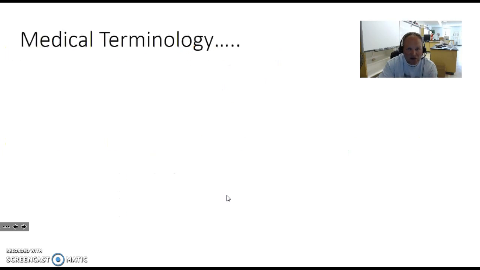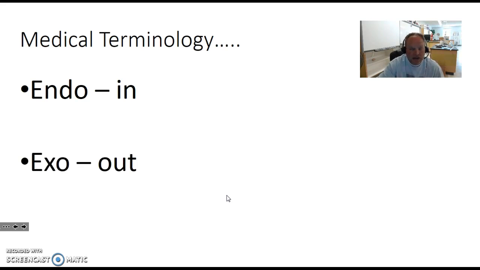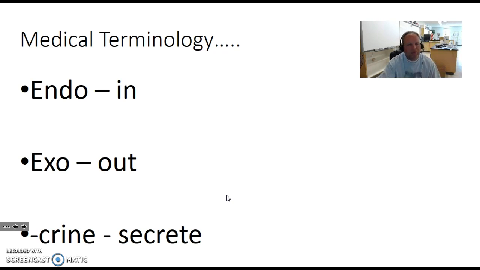So now let's compare and contrast. So let's start with the almighty endo. Endo generally means in or into. So whenever you hear the word endo, like endocytosis, we're going into the cell. Exo is the opposite. That is out of the cell. Crine is the one we probably aren't familiar with, and crine means to secrete.